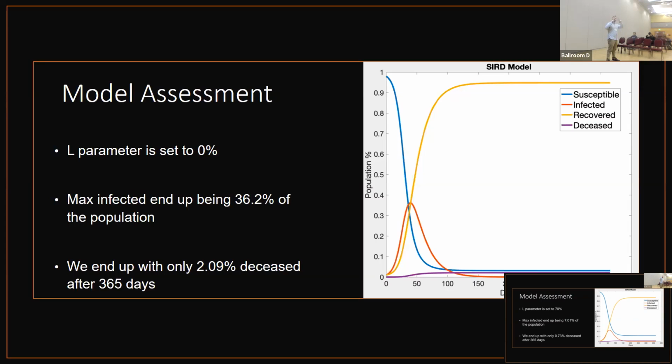So if the lockdown parameter was set to 70%, we'd actually end up getting about 0.73% deceased. And this is actually not the wrong plot for this information, so I apologize. Again, I uploaded this really quick and I got the wrong one. But the cool thing about this is we see a small flattening of the infected curve. And when you hear people talk about flattening the curve, this is generally what they're referring to. So definitely a huge change from the 0% we had earlier.